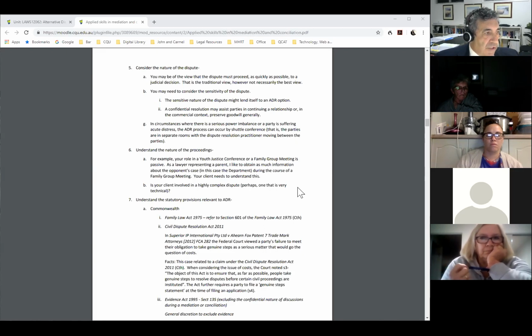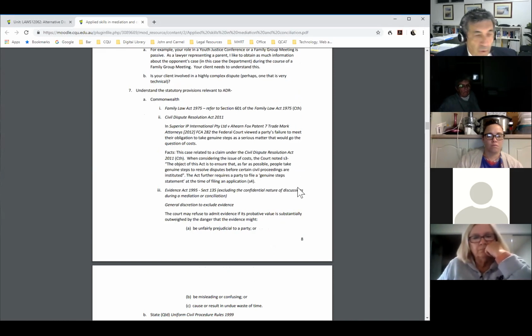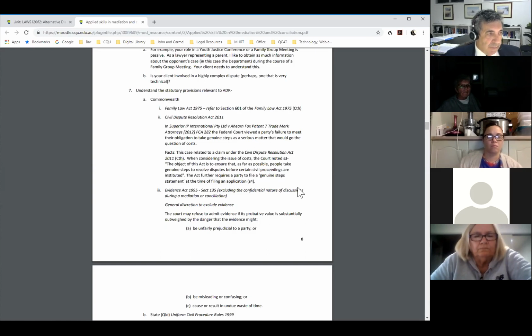You also need to understand the statutory provisions relevant to ADR. So there's Section 60I of the Family Law Act, which provides for the issue of a certificate before some matters in relation to, say, parenting can become the subject of litigation. And also do look at the Civil Dispute Resolution Act, and you'll see there a case in the federal court where a party's failure to meet their obligation to take genuine steps was held by the federal court to be a serious matter that would go to the question of costs.